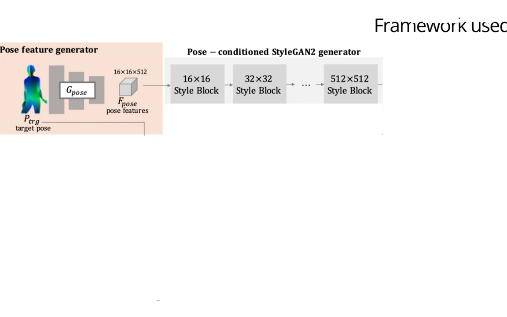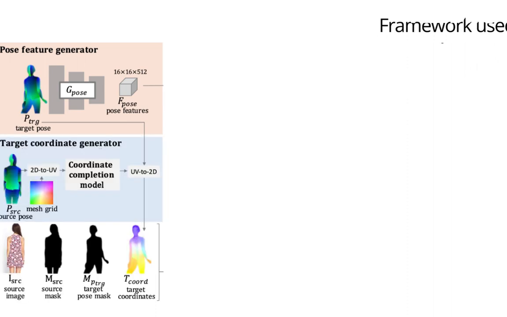Our main objective here is to create an image preserving the appearance of the person in the input image with the desired pose provided as the target, based on the input image and a given target pose. Firstly, we used a pose-guided StyleGAN2 generator. Pose features are calculated using DensePose. Secondly, we used a coordinate completion model on the source and target poses to create a target coordinate which contains correspondence between the source and target images.